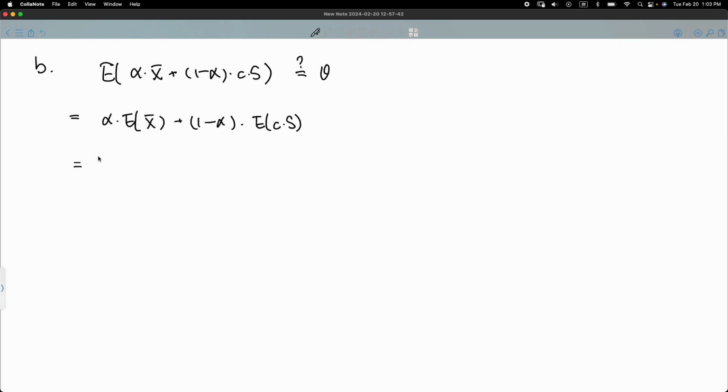Back to the question, we know that x bar and c multiplied by s are both unbiased estimators for theta. So the expected value of x bar is theta, and we can write alpha multiplied by theta, plus 1 minus alpha multiplied by the expected value of c multiplied by s, which is also theta. So we have shown that it is equal to theta.